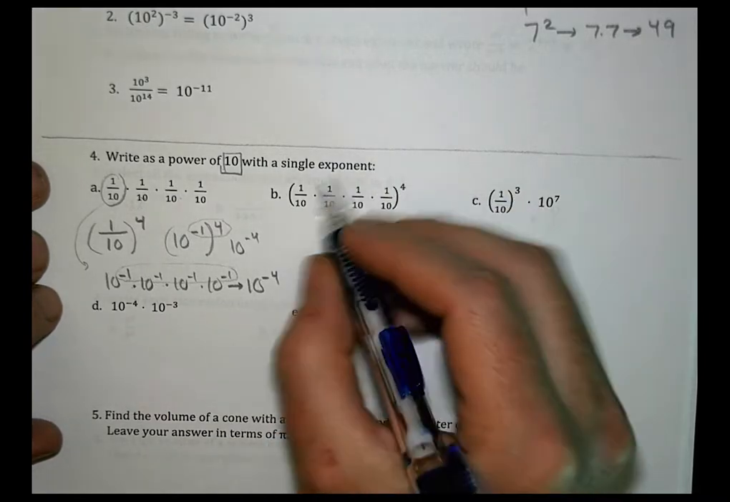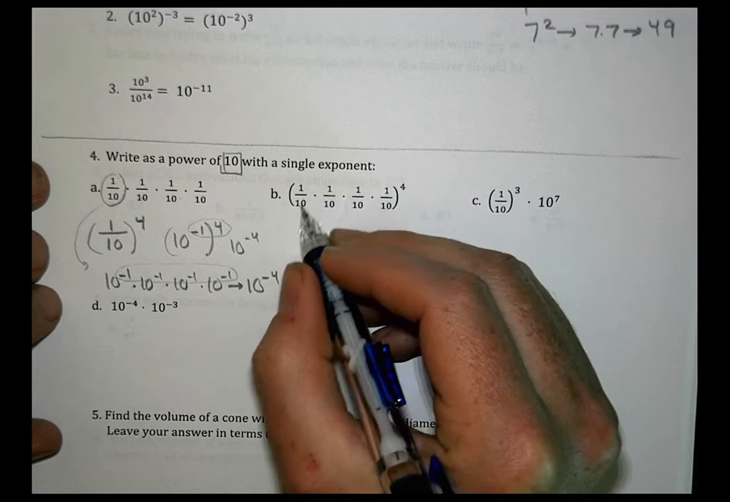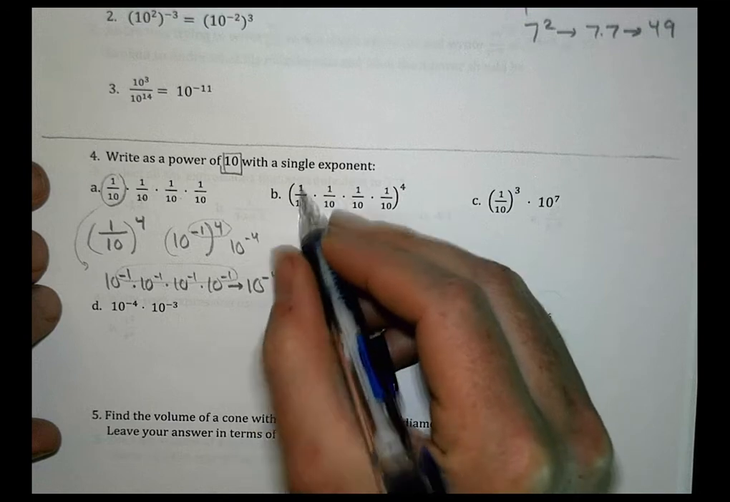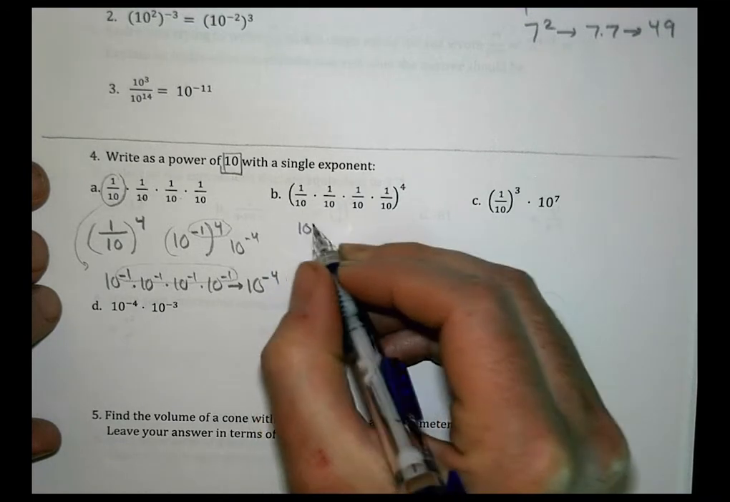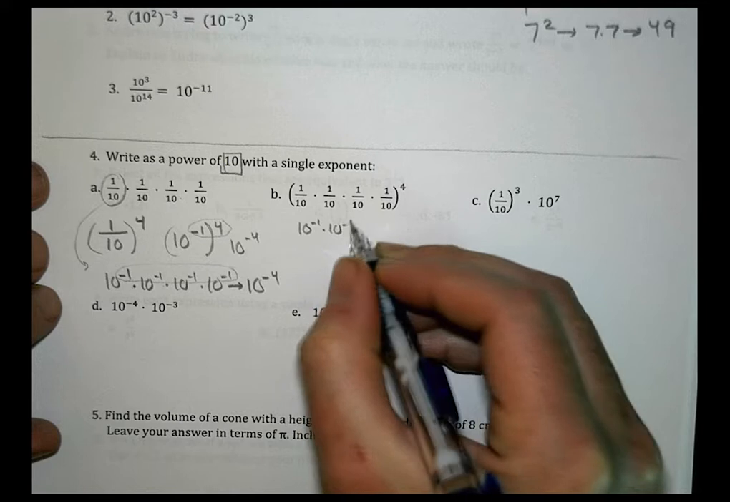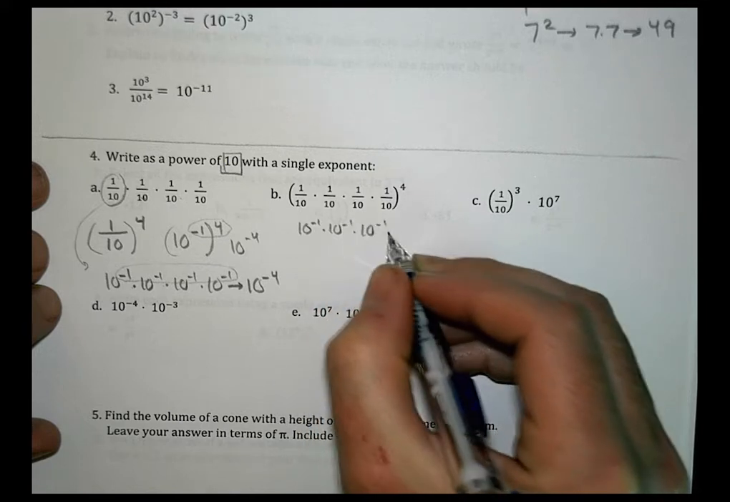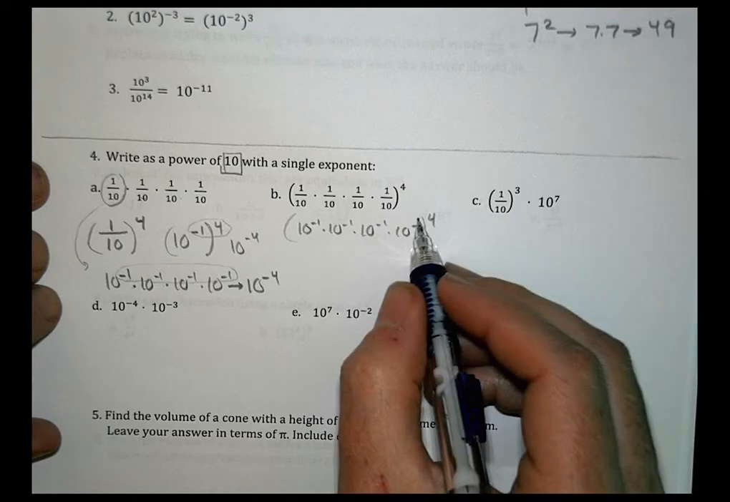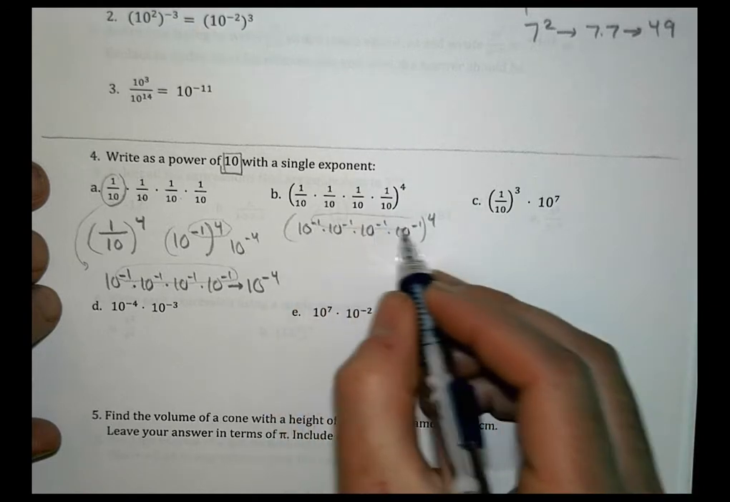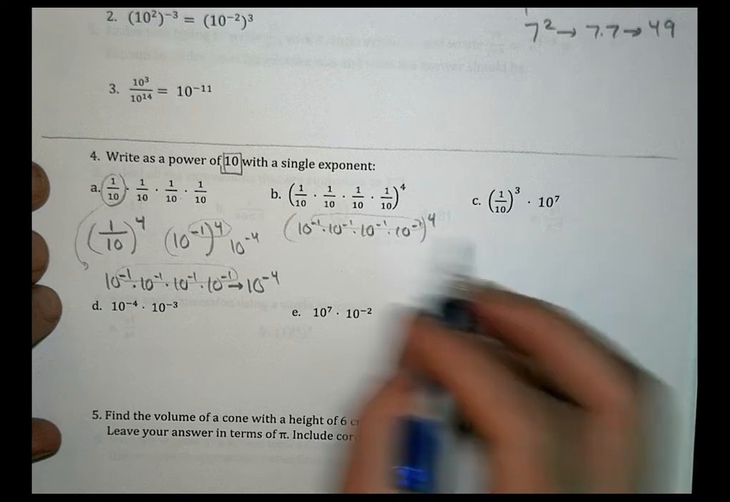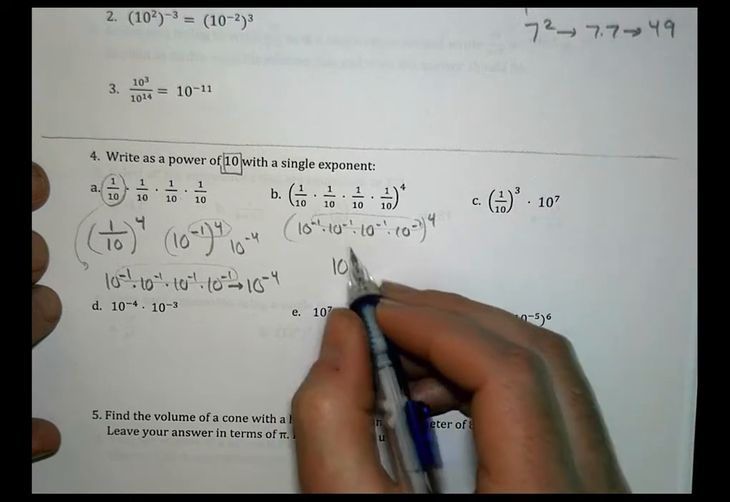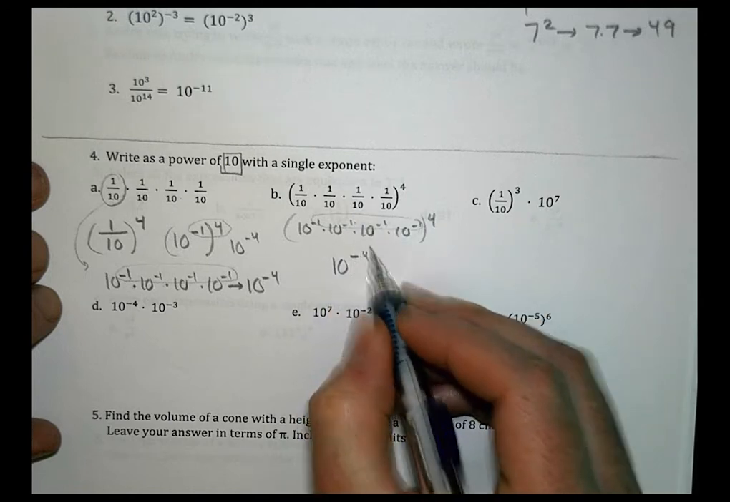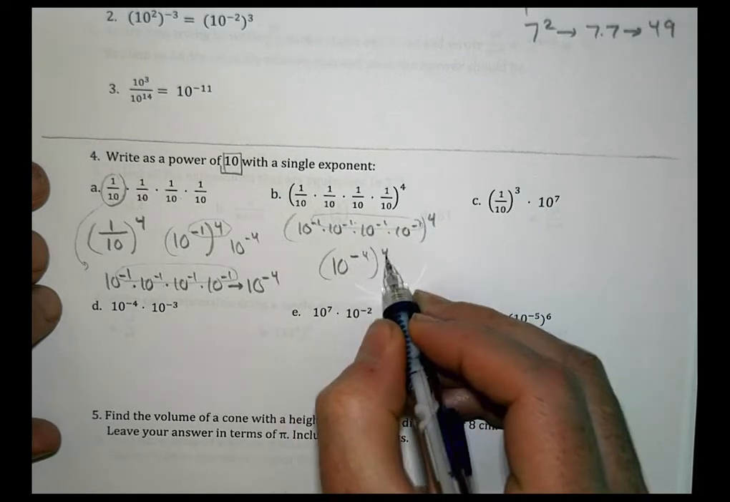Okay. Here we have 1/10 times 1/10 times 1/10 times 1/10, all to the 4th power. So again, 1/10 can be written as 10 to the negative 1 times 10 to the negative 1 times 10 to the negative 1 times 10 to the negative 1. All of those to the 4th power. So the first thing I want to do is add those up. So this becomes 10 to the negative 1, 2, 3, 4th power, all to the 4th power.